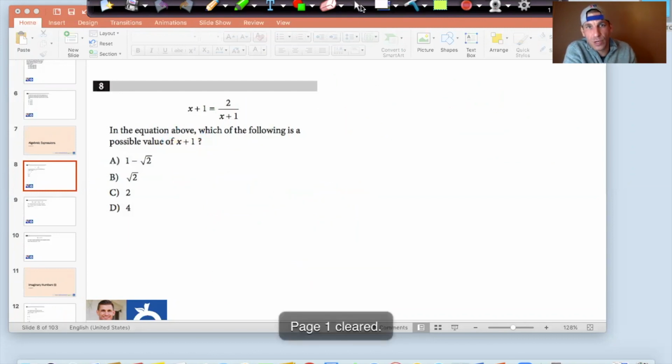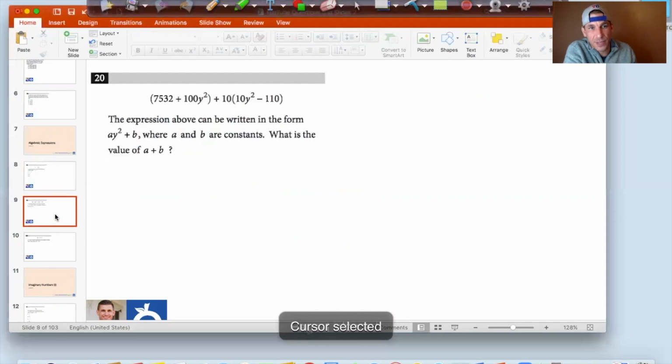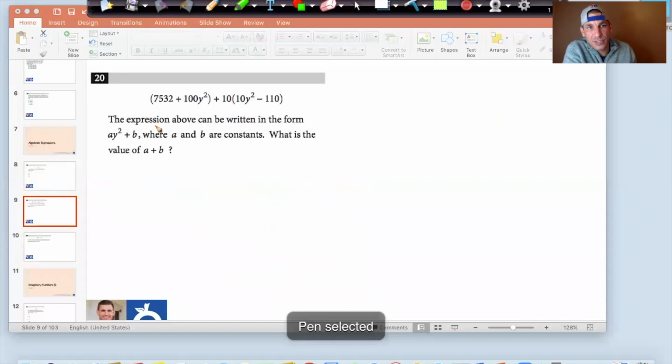All right, I'll show you a couple more that are like this and then some other tips to make it easier for you. Okay, so here it says the expression above can be written in the form of ay squared plus b, where a and b are constants. What is the value of a plus b? Now, what I want to notice first is to rewrite my form: ay squared plus b. Okay, this is my format. And they want to know what is a plus b.